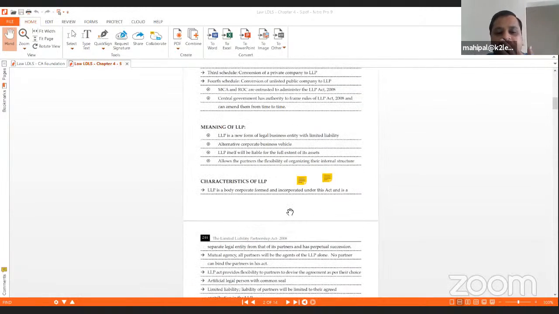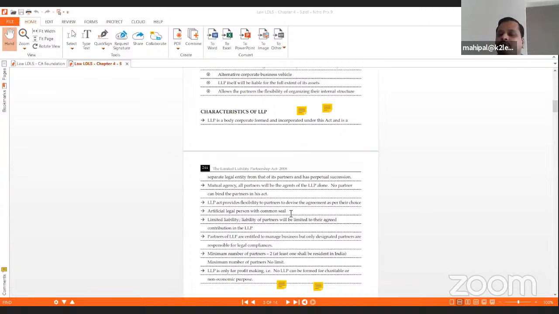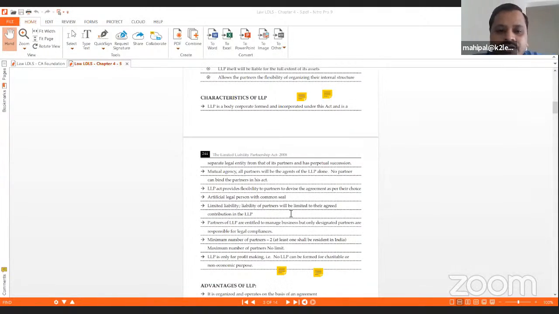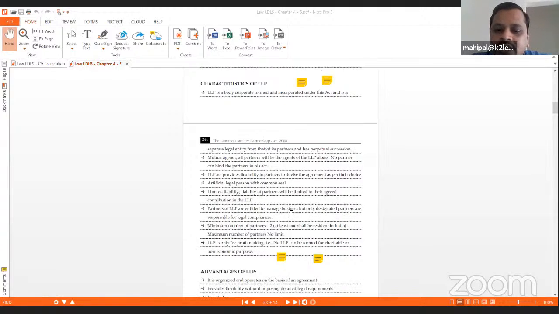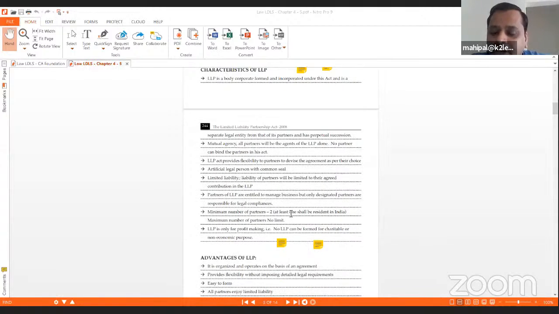Great. What are the characteristics of LLP? Again, this is an important question from your examination point of view. LLP is a body corporate. Mutual agency, all the partners are agents of LLP. They are not the agent of other partners. LLP provides flexibility to partners to devise the agreement. It is an artificial person with a common seal. Liability is limited to the partner's agreed contribution.